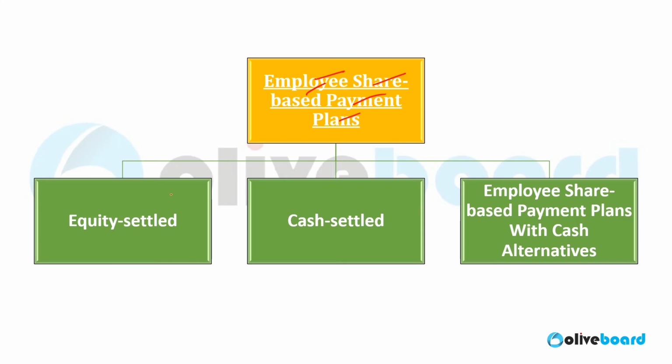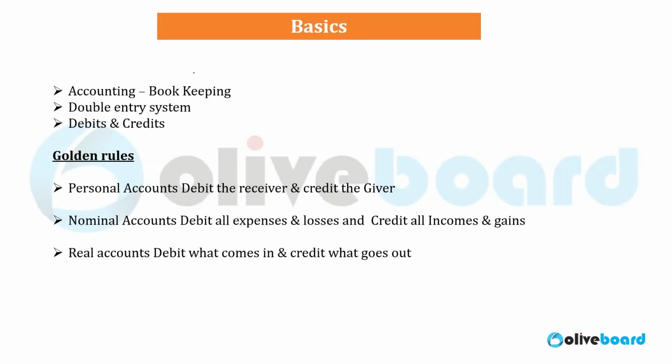So that is called an employee share based payment plan. It is divided into 3 categories: equity settled, cash settled, or with cash alternatives. What is meant by equity settled? Now, first we will understand what it is.